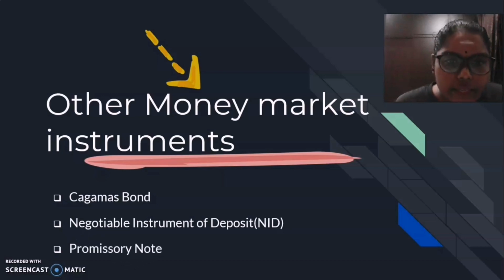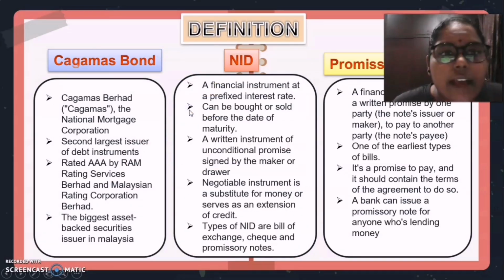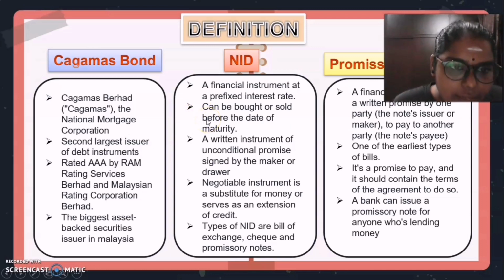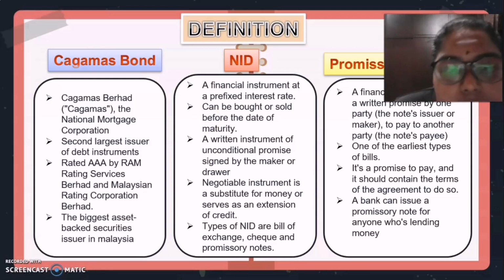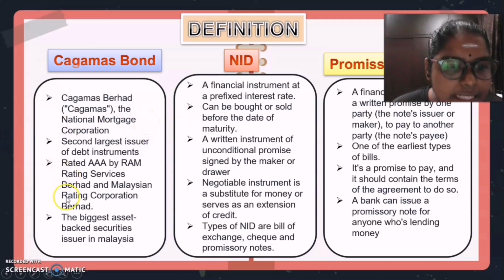The second instrument is other money market instruments, consisting of Cagamas bond, negotiable instrument of deposit (NID), and promissory notes. Here are the definitions of these three. The first is Cagamas bond, a debt instrument created by Cagamas Berhad, the National Mortgage Corporation and leading securitization house in Malaysia. Cagamas is the second largest issuer of debt instruments after the government of Malaysia, and its debt securities have been rated AAA by RAM Rating Services Berhad and Malaysian Rating Corporation Berhad, the biggest asset-backed securities issuer in Malaysia.